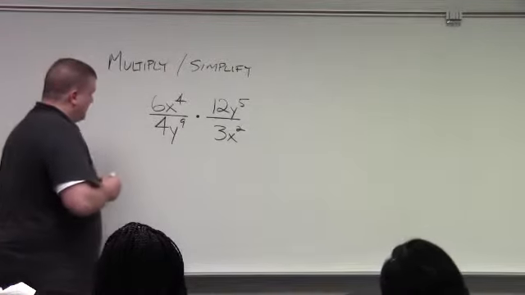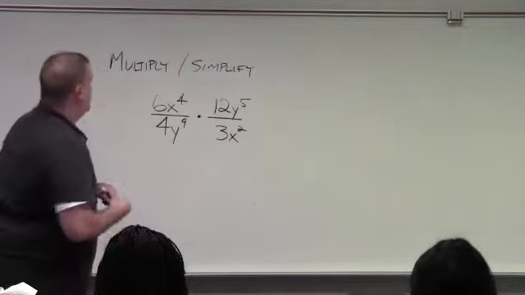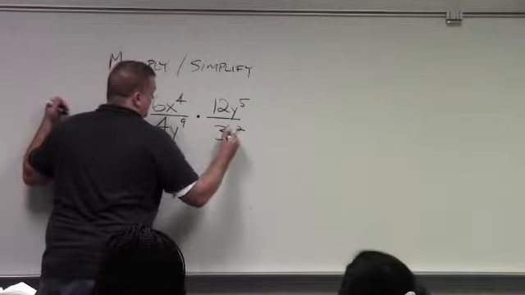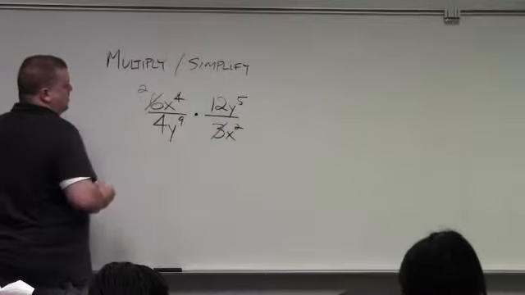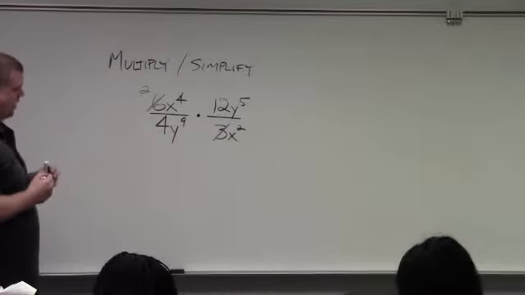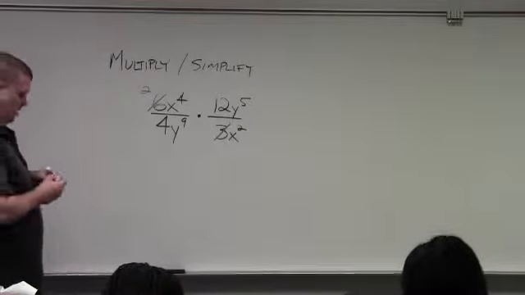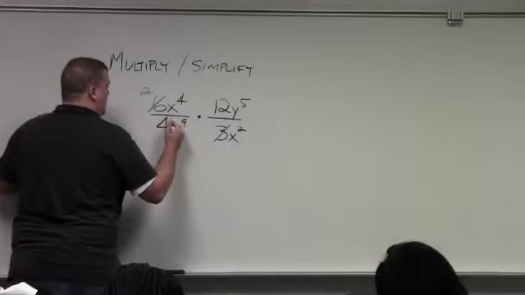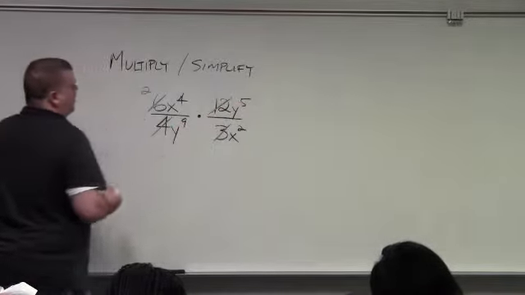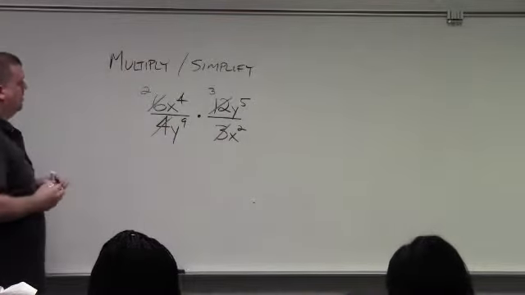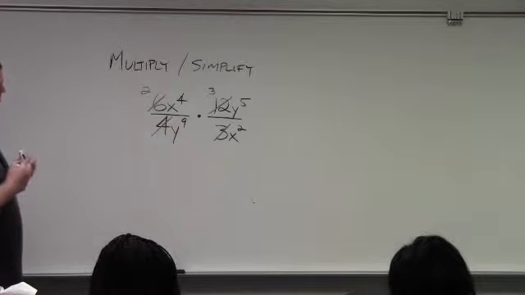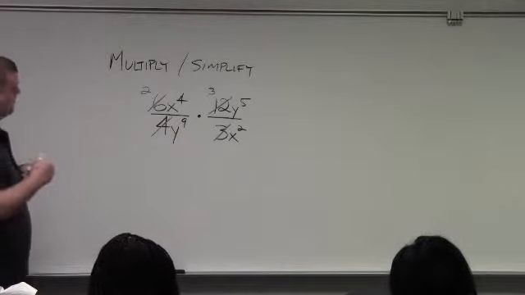4 and 12. The 3 and 6. Okay. So the 3 and the 6 leaves me with a 2, correct? Anything else? 4 and 12. Let's do the 4 and the 12. So we're left with 3, right? What else could I do? The x's.